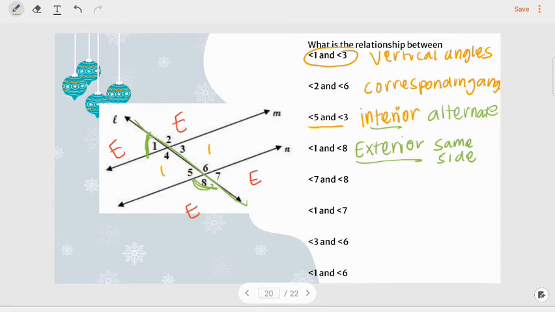7 and 8. They are both on the exterior, but they are right next to each other. Whenever you have two angles that are right next to each other, we call that a linear pair, or just supplementary. 1 and 7. They're both on the exterior, and they are on alternate sides of that green line.